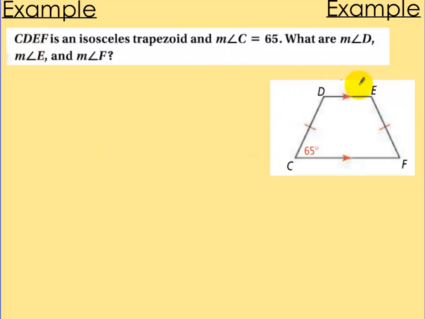All right, CDEF is an isosceles trapezoid with measure of angle C equals 65. What are the measures of angle D, E, and F? Okay, since it's an isosceles trapezoid, we know that the base angles are congruent. So measure of angle F has to equal 65. All right, now what do we know about these last two? Well, I know measure of angle D equals the measure of angle E, because those base angles have to be congruent.